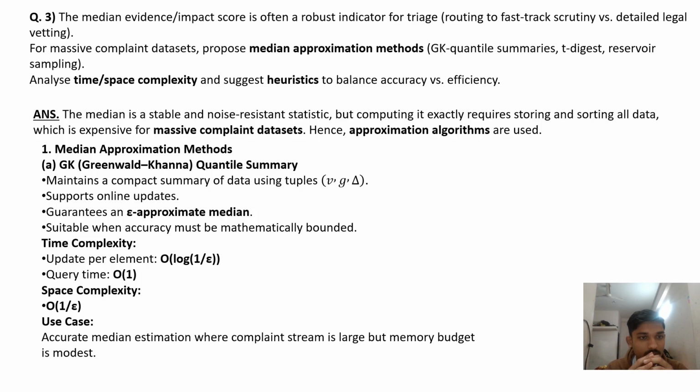So the first approximation algorithm is the median approximation method. In this we have the GK, Greenwald-Khanna quantile summary. It maintains a compact summary of data using tuples, supports online updates, and guarantees an epsilon-approximation, suitable when accuracy must be mathematically bounded. It has an update time complexity of O(log(1/ε)) and a query time of O(1). Space complexity is O(1/ε). Its use case is accurate median estimation where the data stream is very large but the memory budget is modest.